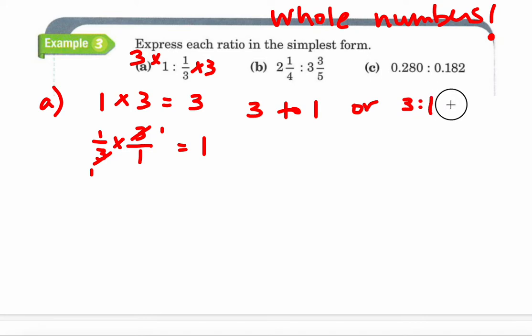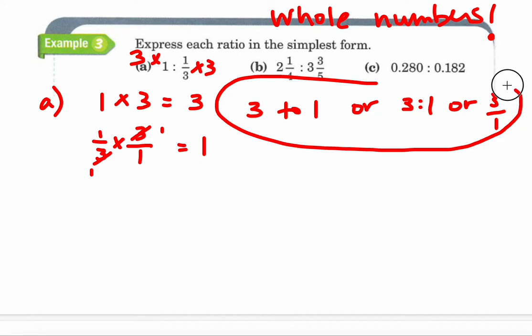3 to 1 like this, or 3 to 1 like that. Okay? That's my final answer. Because ratios are already fractions, we want to get rid of that fraction quantity. So I multiply by 3 to get it to a whole number of 1. That means I had to multiply the other one by 3 as well to get to 3.